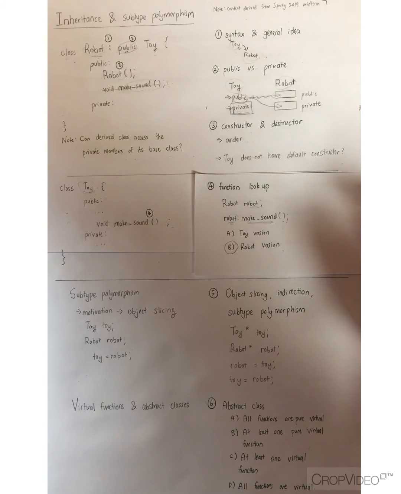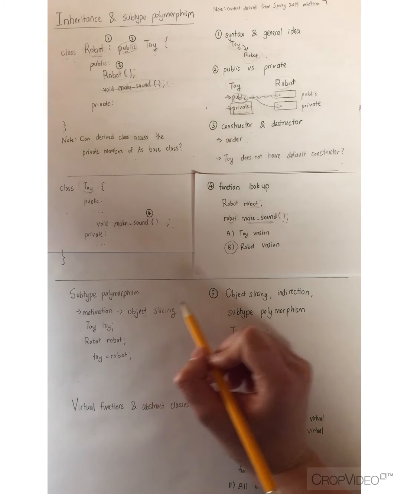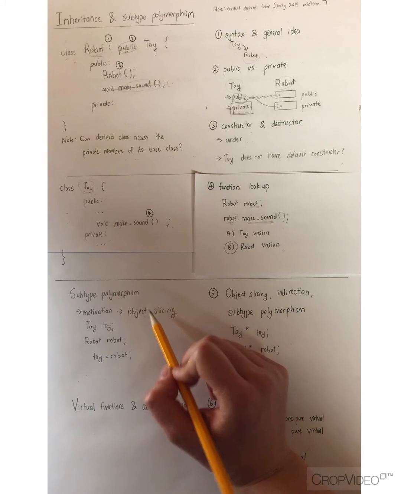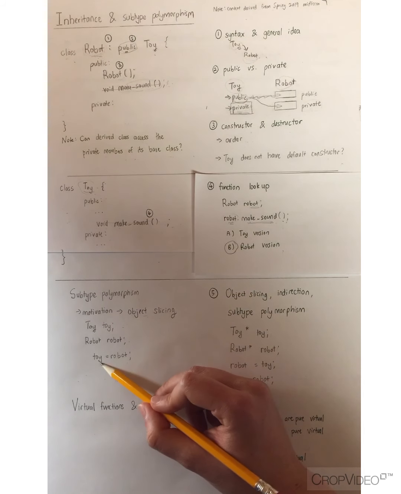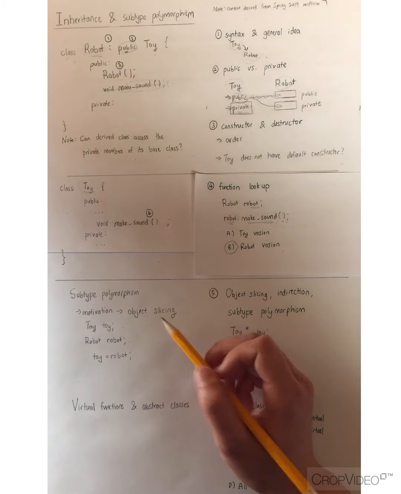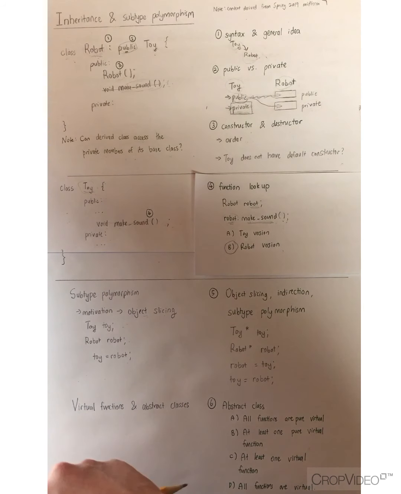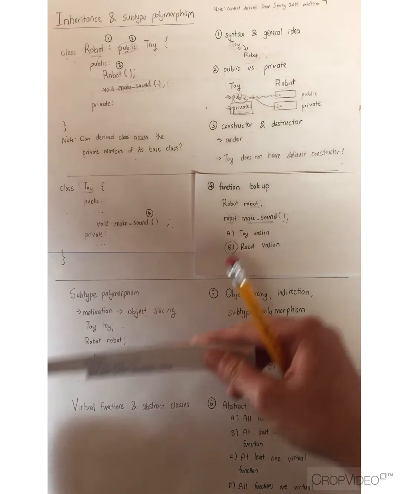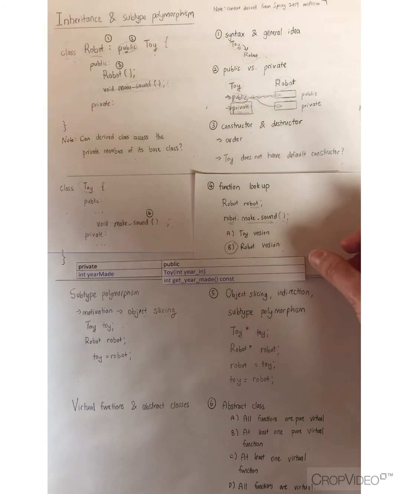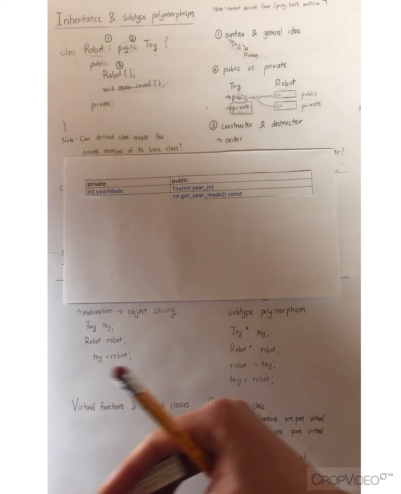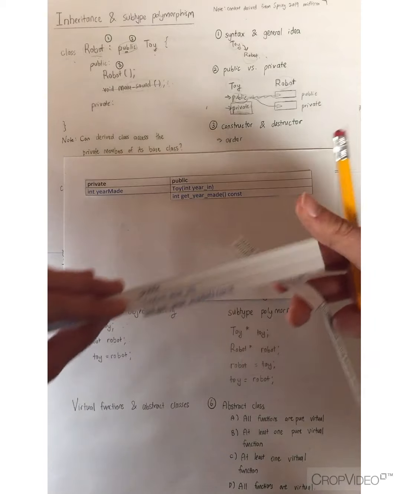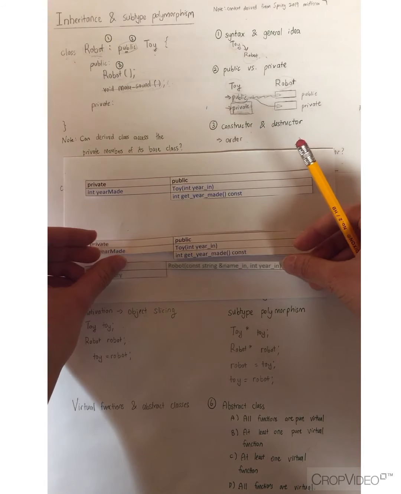So let's think about object slicing, indirection, and subtype polymorphism. It's a mouthful, but let's think about why we need subtype polymorphism. Whenever we declare a Toy and a Robot and we try to assign the Robot to a Toy, it will result in something called object slicing. So let's look at it a bit over here. This is the Toy object that we have, and this is the Robot object that we have. We have everything that is Toy and also this Robot part here.